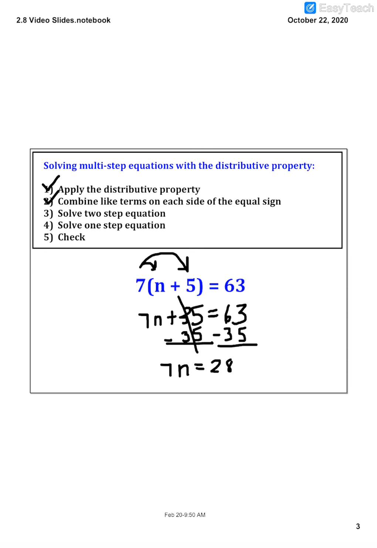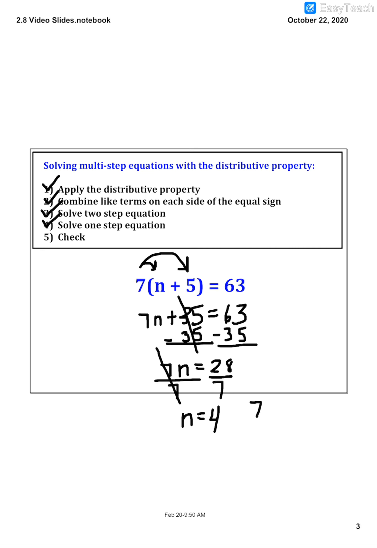I need to isolate the variable, or get n by itself. So since 7n is multiplication, the inverse of multiplication is division. I'm going to divide by 7. Those cancel out. Whatever I do to one side, I must do to the other. And n is equal to 4. So I solved the two-step equation. I just solved the one-step equation. And now I need to check my answer.